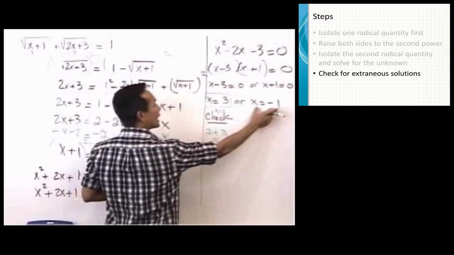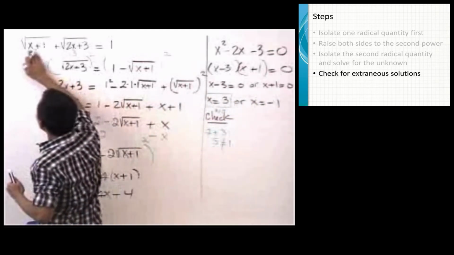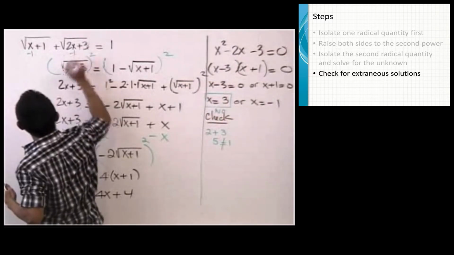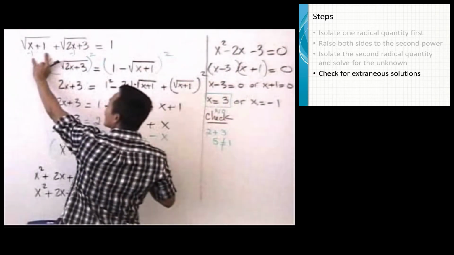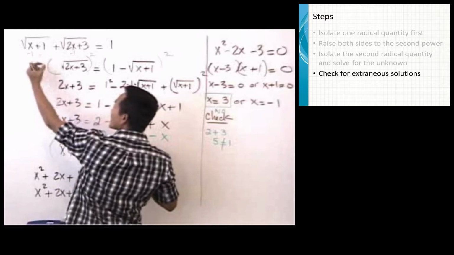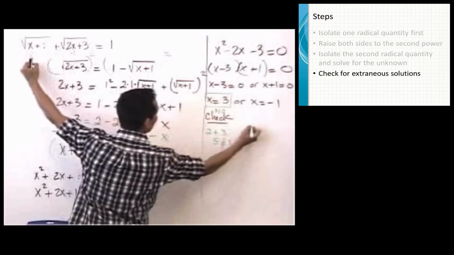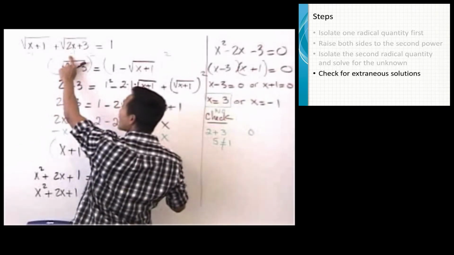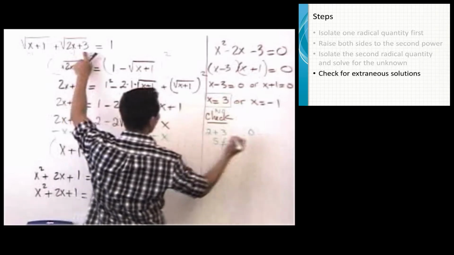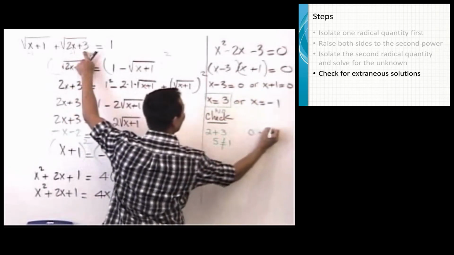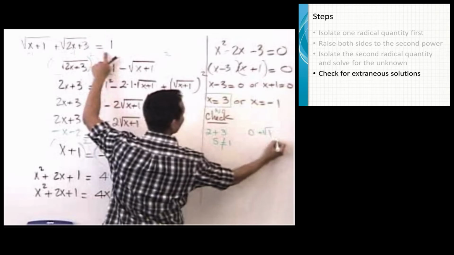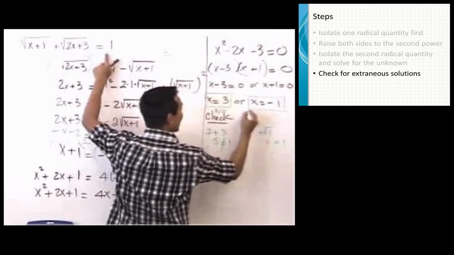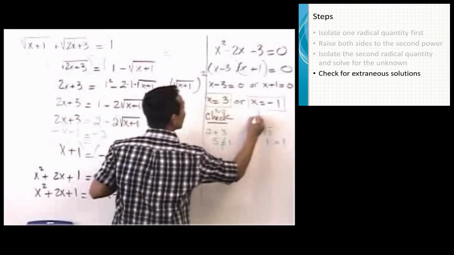Now we work with negative 1. Mental math again. I substitute x by negative 1. The first radical quantity, I have negative 1 plus 1 is 0. Square root of 0 is simply 0. Over here, 2 times negative 1 is negative 2, plus 3 is 1. Square root of 1 is 1. And that equals 1. So therefore, x equals negative 1 checks. It is a good answer.